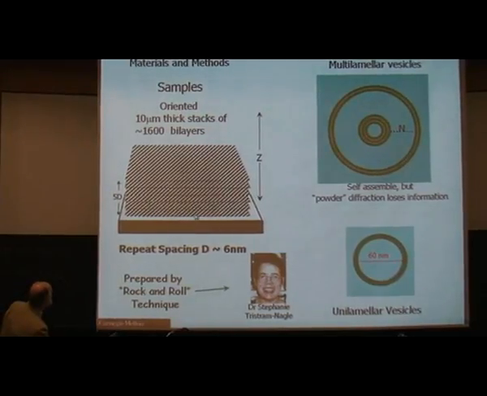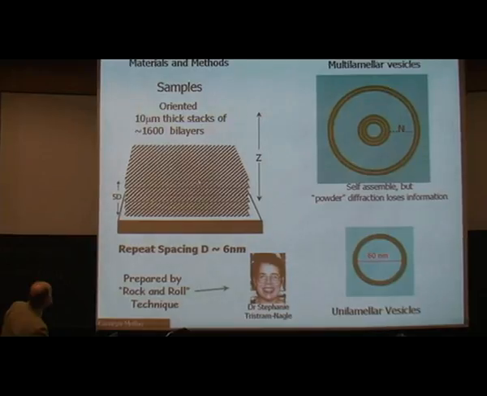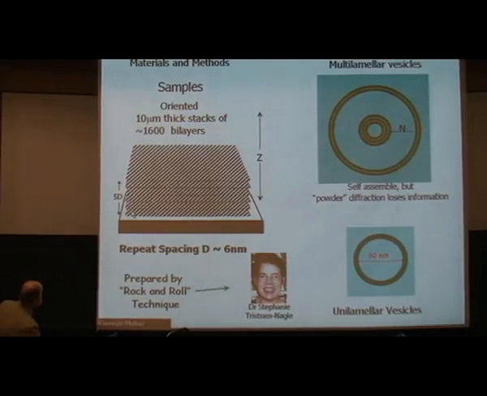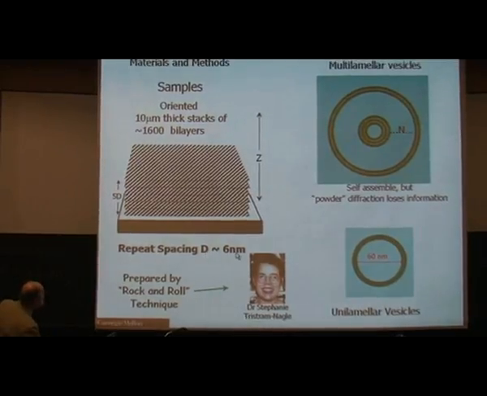So I have 1, 2, 3, 4, 5, 6 bilayers. There is a repeat unit on this, which we call D, the D spacing. The repeat unit is on the order of 6 nanometers. Now I told you the thickness was only 4 nanometers. That means that there's water in between the bilayers.